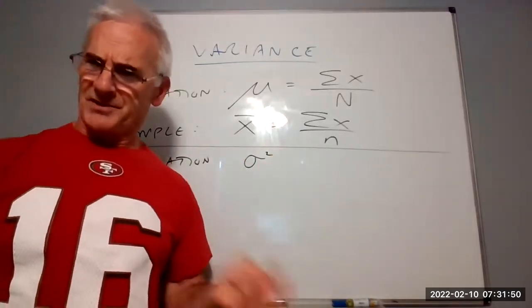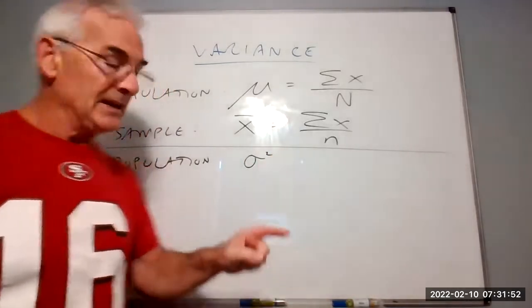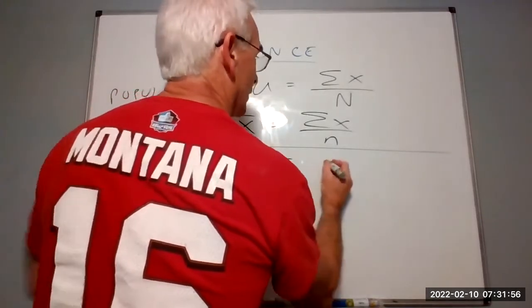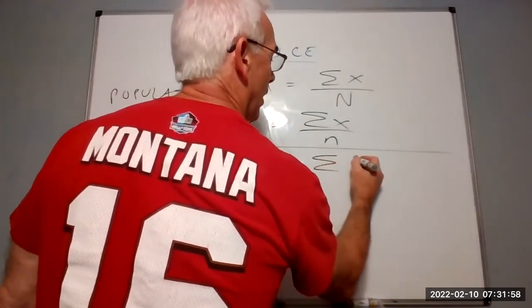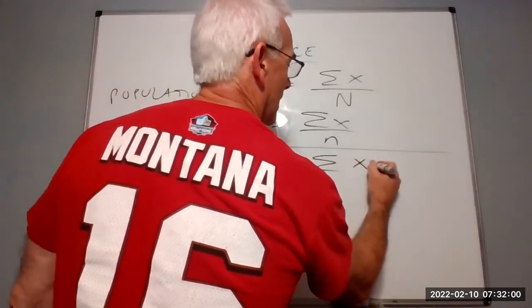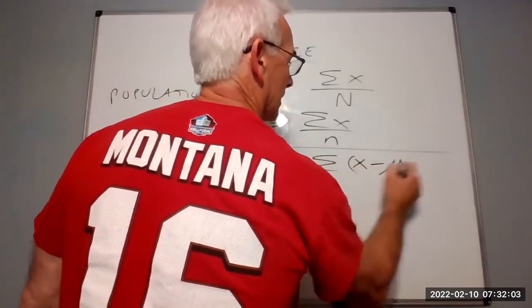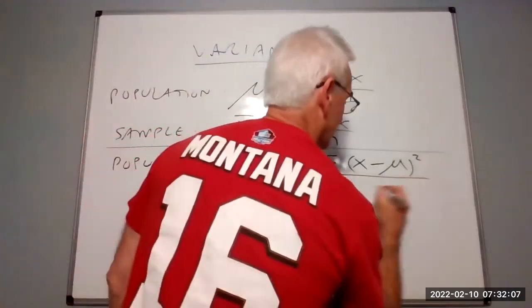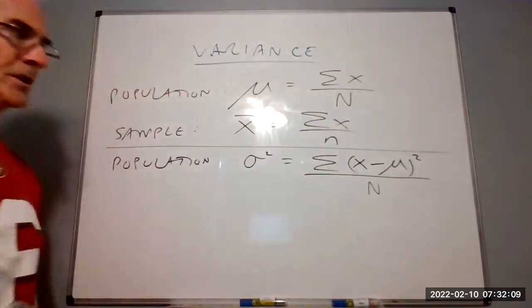And variance is sigma squared, by the way. I know that sounds strange. Why isn't it just sigma? Sigma is something else. Sigma squared is the symbol we use for variance, and variance is as follows. It's the sum of every score minus the mean, squared, divided by the number of scores. We're going to go through that.